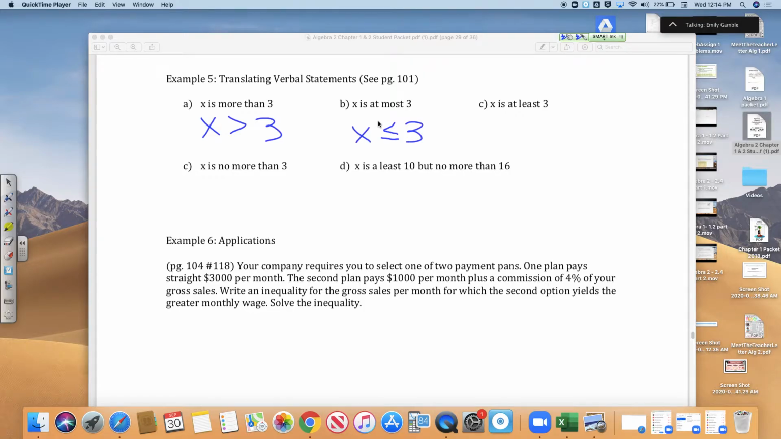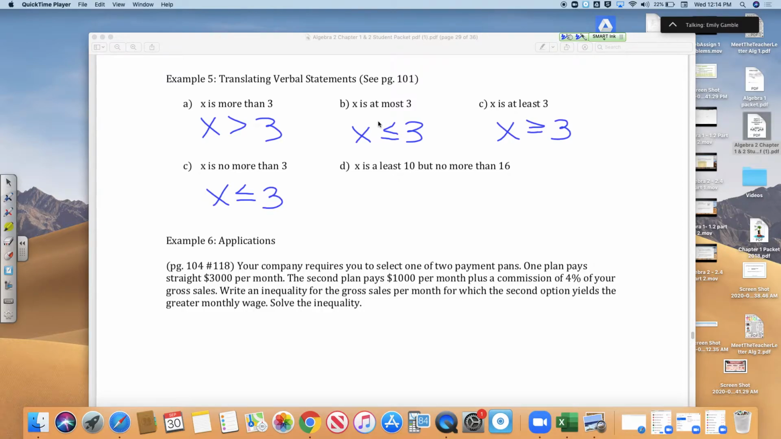X is at least 3. So if your parents say you can have at least 3 friends over, you can have 3 or more friends. This would be greater than or equal to 3. X is no more than 3. So 3 is the limit there for that one. So that would be anything less than or equal to 3.